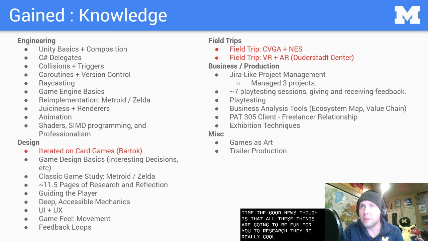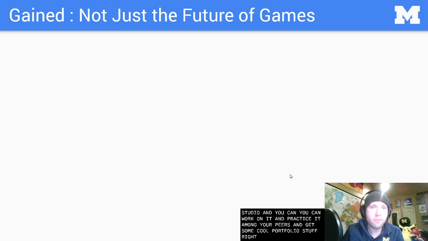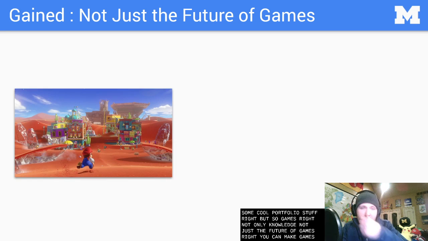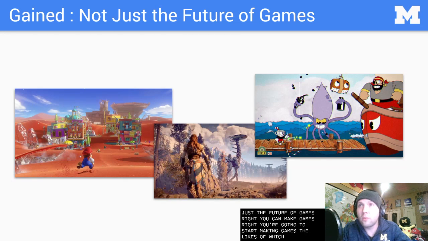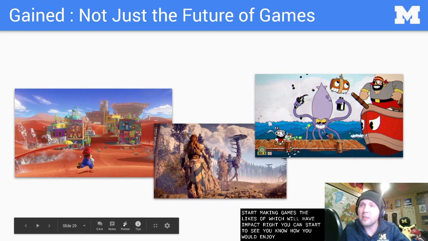They're really cool topics, very impactful ones, and hey, you can research stuff outside of this course if you want to, or you can go to Wolverine Soft Studio and work on it and practice it among your peers and get some cool portfolio stuff, right? So you gained not only knowledge, but the future of games, right? You can make games. You're going to start making games, the likes of which will have impact. You can start to see how you would implement these various things.